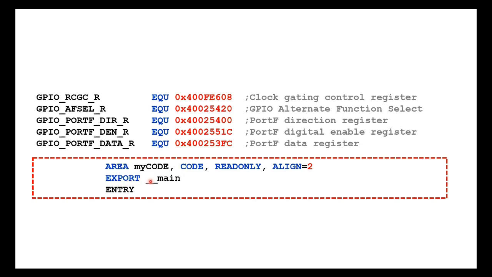And then here we have the word export. Basically, we're saying this symbol here, __main, is available for external use. And finally, this word ENTRY designates or indicates the entry point of the program.